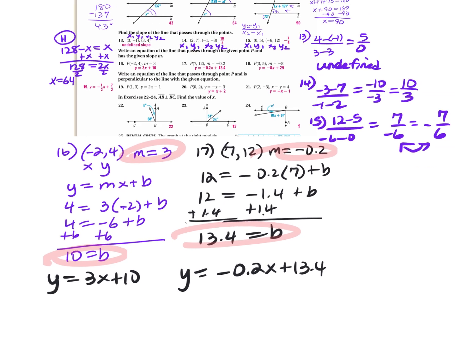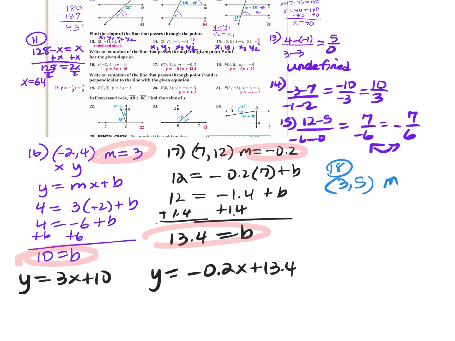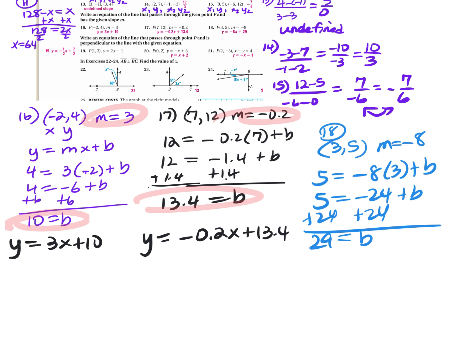Number 18, exactly the same thing. I'm going to take the ordered pair, 3, 5, and my slope was negative 8. I need to find the b. So 5 equals negative 8 times 3 plus b, negative 24 plus b, add 24, and my b is 29. So now take my newly found b and the slope and plug it back in. So y equals negative 8x plus 29.